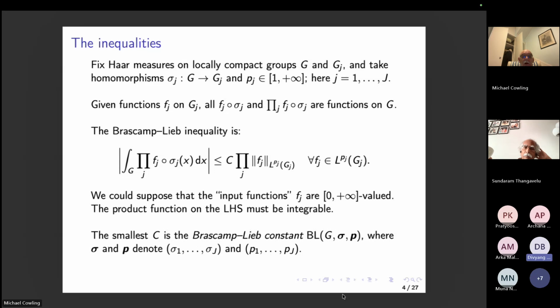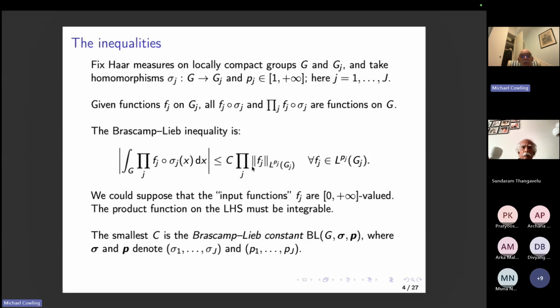So if we take functions fj on Gj, then fj composed with sigma j is a function on G, and then the product of all the fj composed with sigma j is a function on G, and the Brascamp-Lieb inequality estimates the integral of this product function on G in terms of the product of the L^p norms of the various factor functions fj.